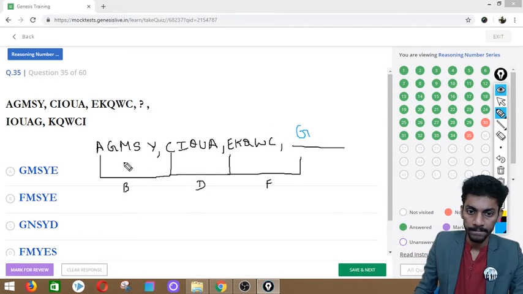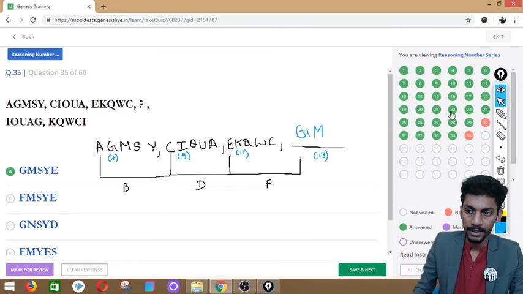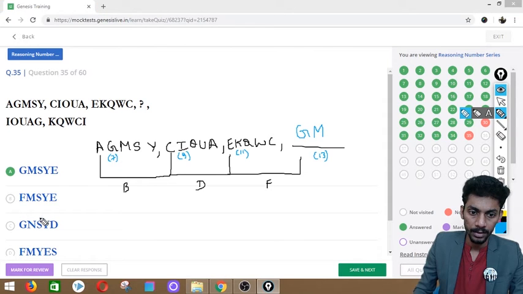Okay, G done. Now, G is the 7th letter, I is the 9th letter, K is the 11th letter, next should be the 13th letter. Correct? 7, 9, 11, 13. Which is the 13th letter? I've already told the shortcut, M. So which option is having G and M? Only option A has G and M. All the other options do not. This has G but not M, so not possible, not possible, not possible.